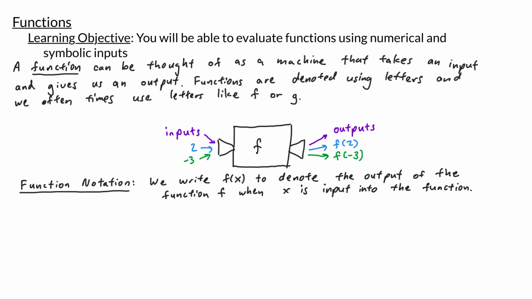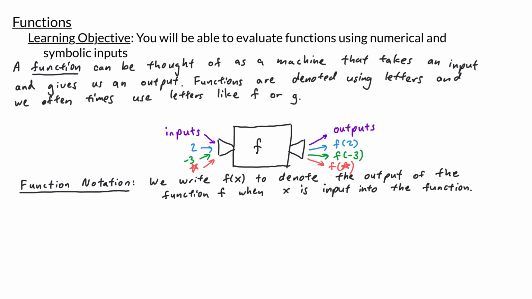We can plug in other things other than numbers. For example, we can plug in letters or symbols. So for example, if we plug in star as the input to our function, then the output of the function we will denote with f of star. We often use functions to denote a series of operations that we want to perform. So those operations are what's going on inside the machine once we plug in some input.